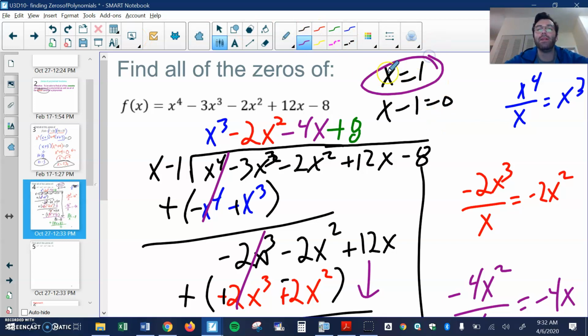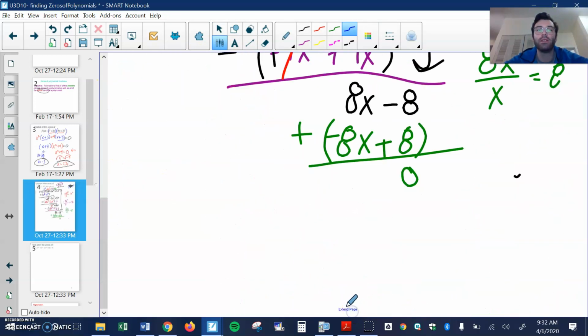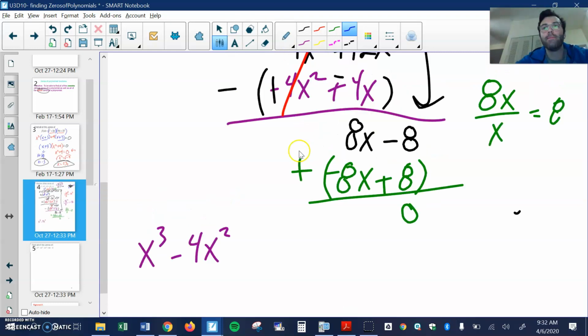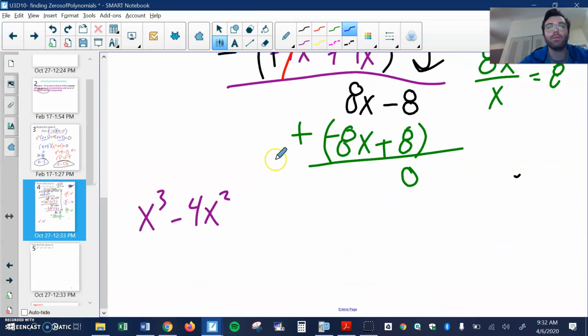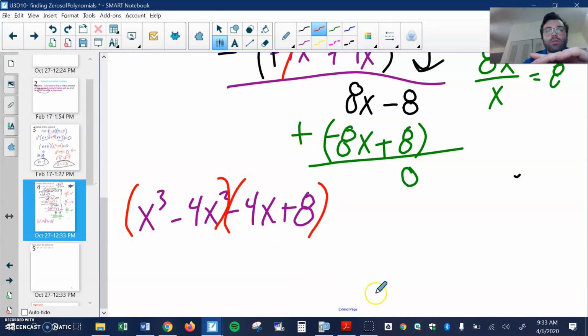All right, so now I'm going to take this right here, this x cubed minus 2x squared minus 4x plus 8, and I'm going to keep factoring that. So I'm going to take x cubed minus 4x squared, what was it, minus 4x plus 8. And I'm going to continue to factor this because when you're factoring a degree 4 polynomial, I should have 4 roots. All right, I'm going to pause this here and I want you to 2 by 2 group this. Go.